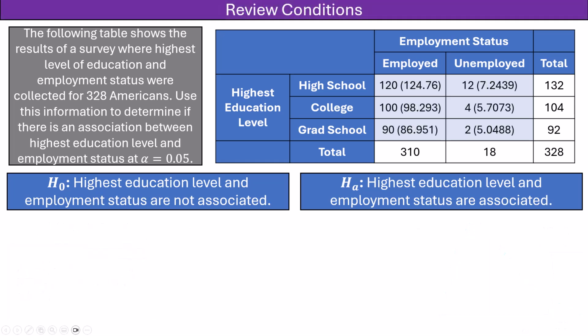All right, I'm going to go backwards and do the review conditions step. So you might remember that the review conditions, we had to check 2 different things. One, that no expected cell counts are less than 1. I put the expected cell counts here that I just showed you a moment ago in the calculator in parentheses. And none of those are less than 1. The smallest is 5.0488, it looks like.